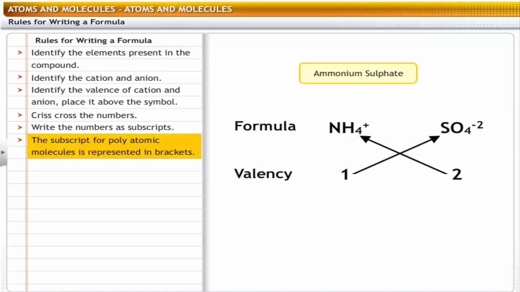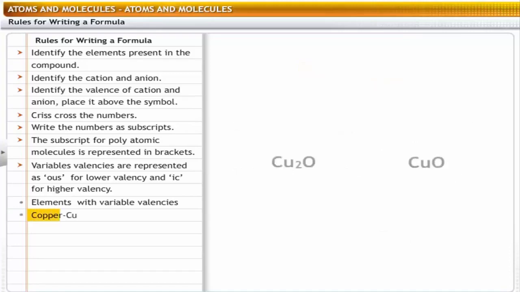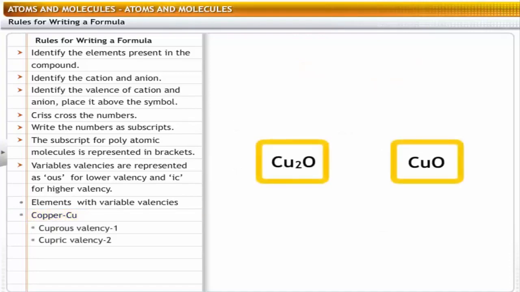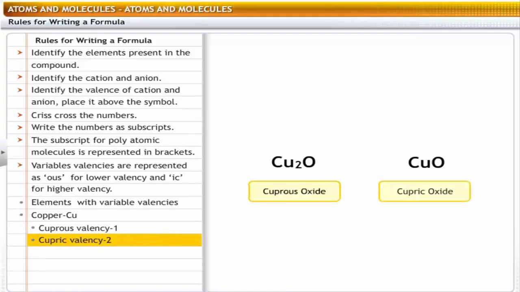When we cross-multiply, ammonium has a subscript 2. This 2 is written outside the bracket. There is an exception for some of the metals, which exhibit variable valency and are named accordingly. For example, copper shows 2 different valencies, 1 and 2. In such a case, the compound formed with the lower valency is called cuprous, and the compound is cuprous oxide, that is, Cu2O. On the other hand, copper with valency 2 forms cupric oxide, CuO.